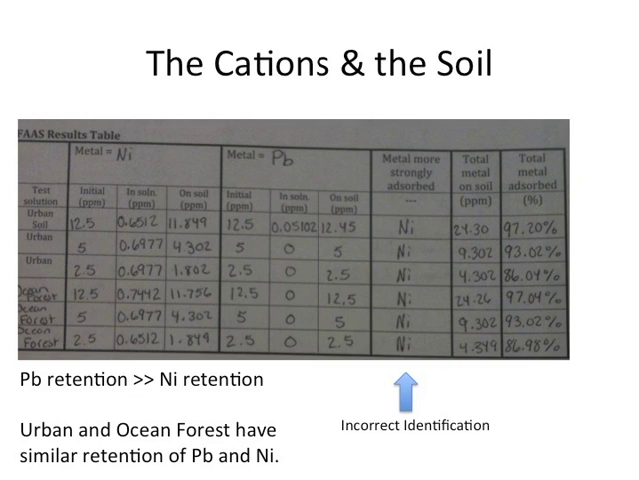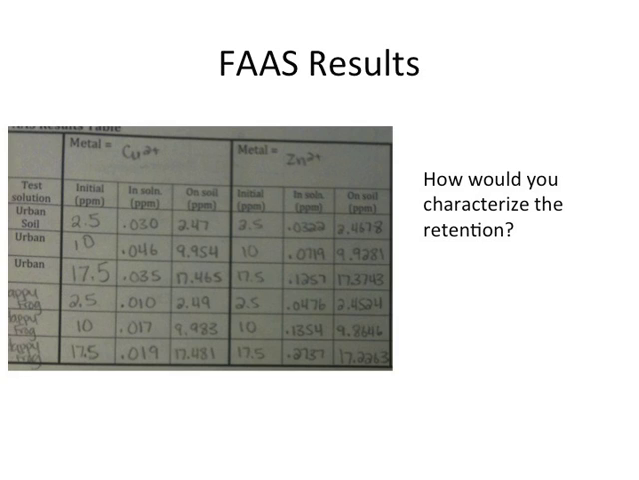In this example, the lead retention is much greater than the nickel retention. Both soils seem to exhibit similar retention values, however. Be careful with your analysis. Notice here the researchers incorrectly identified the cation that was more strongly retained. How would you characterize the retention in this example?